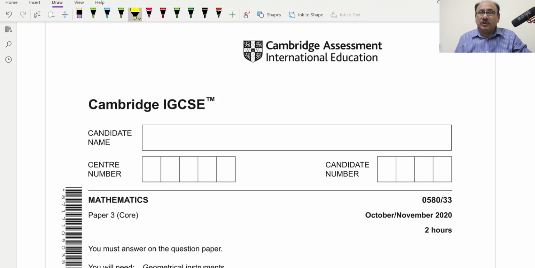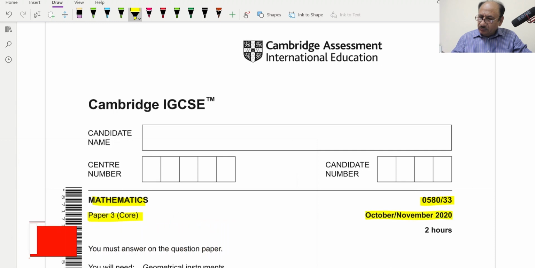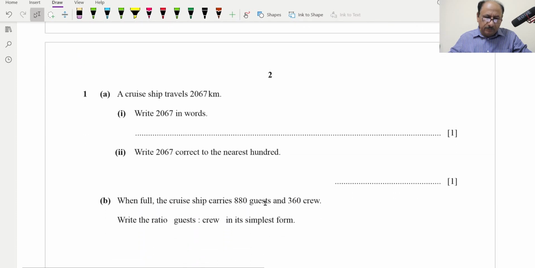Hello everyone. Today we'll be going through IGCSE Mathematics Paper 3 Core 0580/33, October/November 2020, a 2 hour paper. Let us move to question number 1.